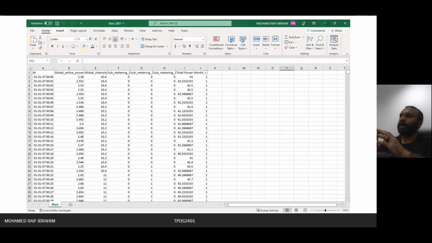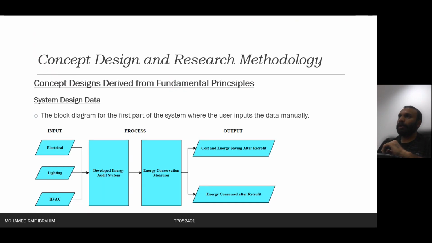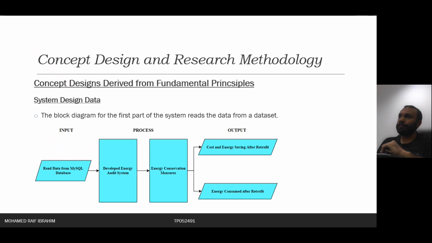This is a small part of a data set. The data set I have used for this project has data over 4 years, 2007, 2008, 2009, and 2010, over 12 months for each year, which has the data for each minute of each day continuously. So it's a big data set. This is the concept design where the customer inputs the data manually. This is for the database where it reads from the database.